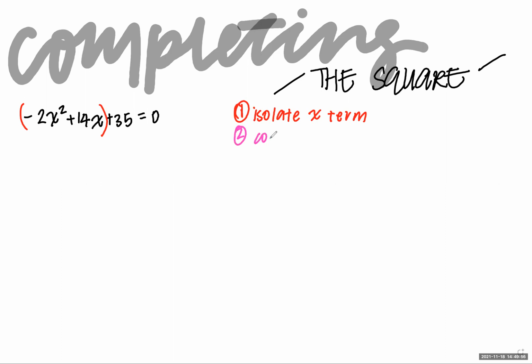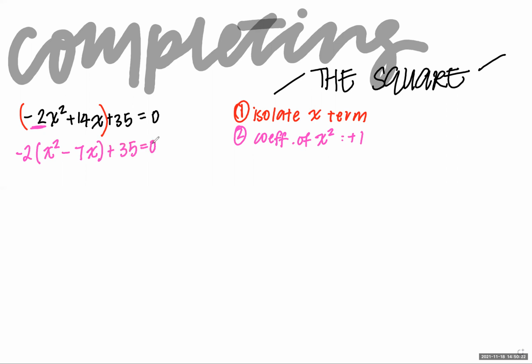you must make sure that the coefficient of your x squared term must be positive 1. So over here right now, it's not positive 1. So I need to factorize out the negative 2. So factorize out the negative 2, I'll get x squared minus 7x plus 35 is equal to 0.